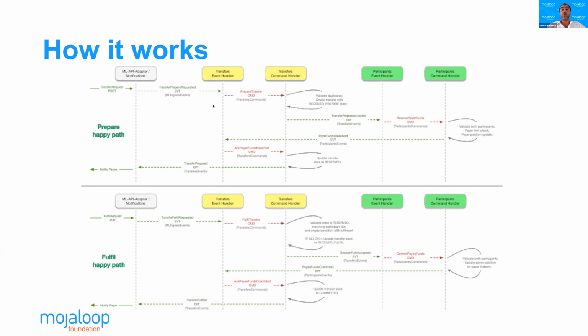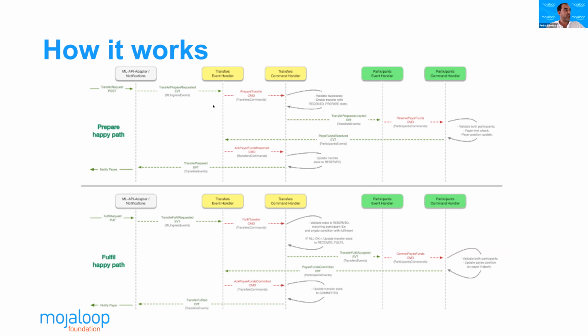And remember, the transfers has no idea what happened on the participant side. So the only way for that part of the world to understand what happened is to receive those events and interpret them. So upon receiving that payer funds reserved event, the transfers event handler will send that acknowledge payer funds reserved command that will be processed by the transfer command handler as a signal everything is okay, which means I will update my state to reserved and I will send the final event of the prepare leg, that in turn will be picked up by the notification handler and sent to the FSP. So this is how it works.